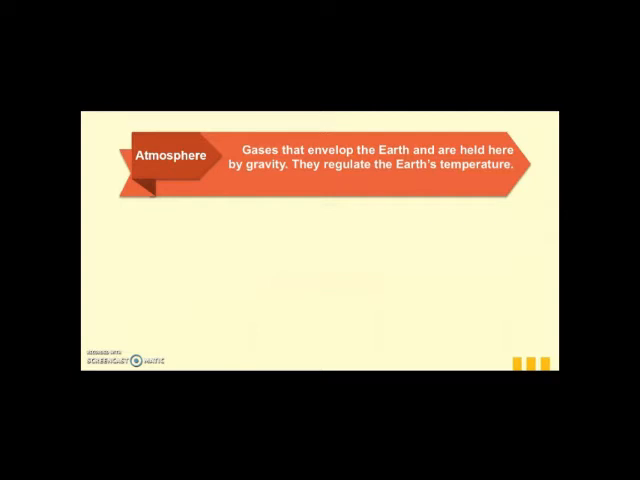Now coming to other definitions, the atmosphere is the envelope of gases that surrounds the earth and is held here by gravity. The atmosphere basically regulates the earth's temperature so that it is favorable for human beings to live on, along with other living organisms. What is the difference between climate and weather?